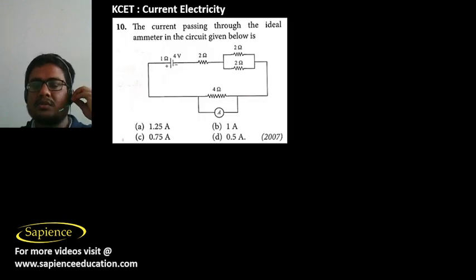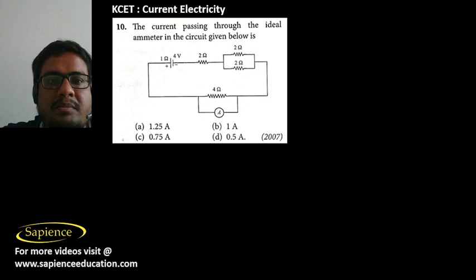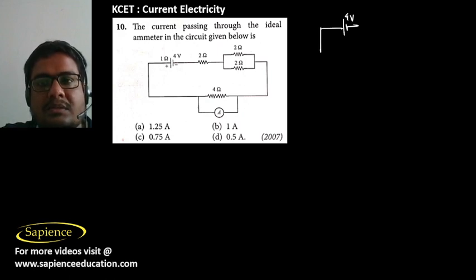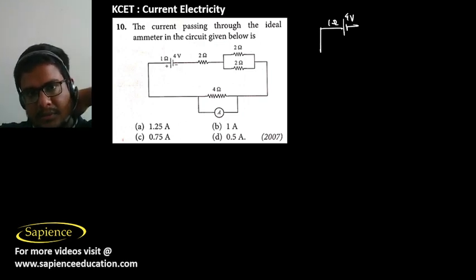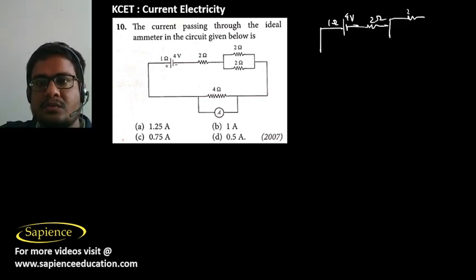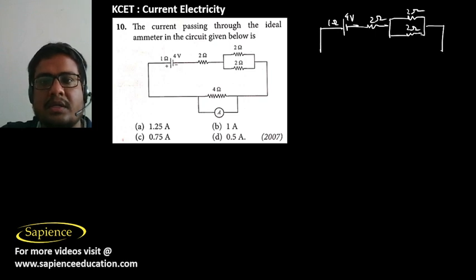Okay. Then in question number 10, the current passing through the ideal ammeter in the circuit given below is. So here the voltage of this battery is 4 volt, and 1 ohm is its internal resistance, and this is a 2 ohm resistor, this is also a 2 ohm resistor. How much current will pass through the ideal ammeter?